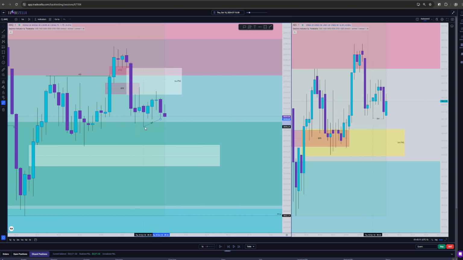So, the breaker. It might take out New York lows. Breaker is a failure. Breaker block right there is a failure. But I do see another potential breaker block right here. This candle to this. Negative.